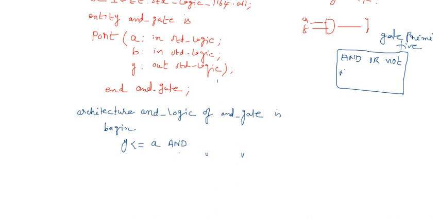Now I want to end this architecture. What is the name of my architecture? and_logic. So I have to use end architecture, the name of my architecture, and_logic. You can add anything here, not a problem. So this is for a simple AND gate. This template will be continued for all different types of coding.